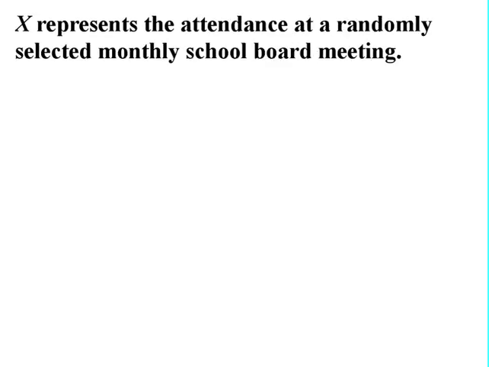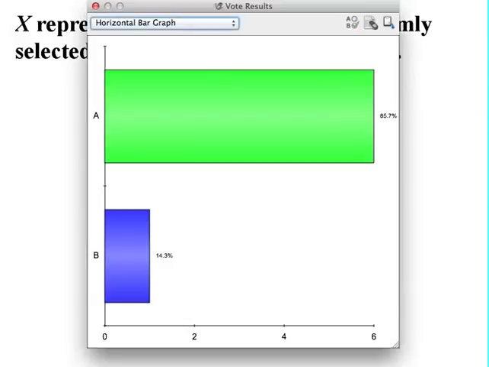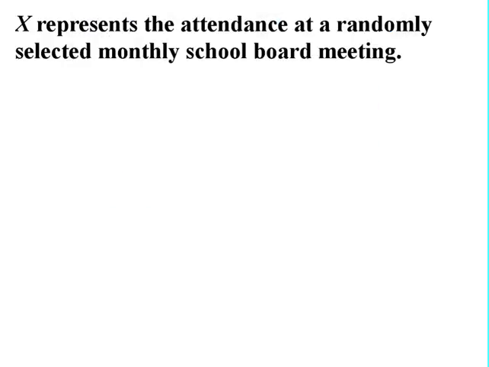Let's look at the next one, discrete or continuous. X represents the attendance at a randomly selected monthly school board meeting. A is discrete, B is continuous. The answer is A. Nice job. The reason it's discrete is that it's a set number of people. You can't have a fractional person, or a decimal person. And so that is why it is a discrete random variable.